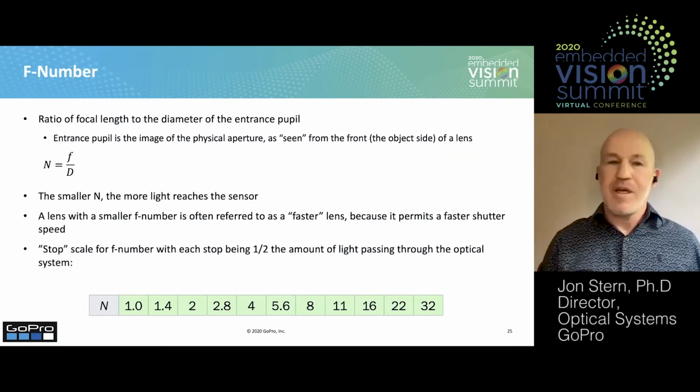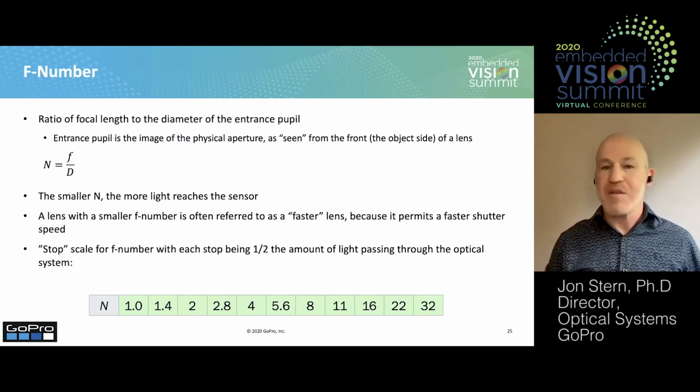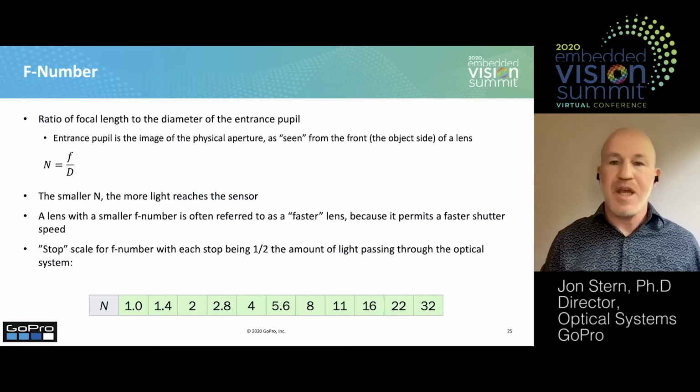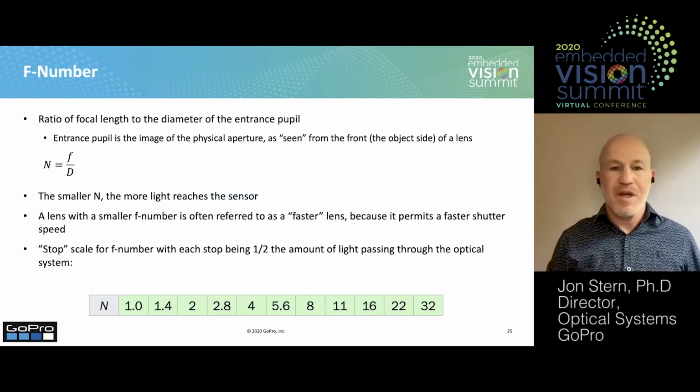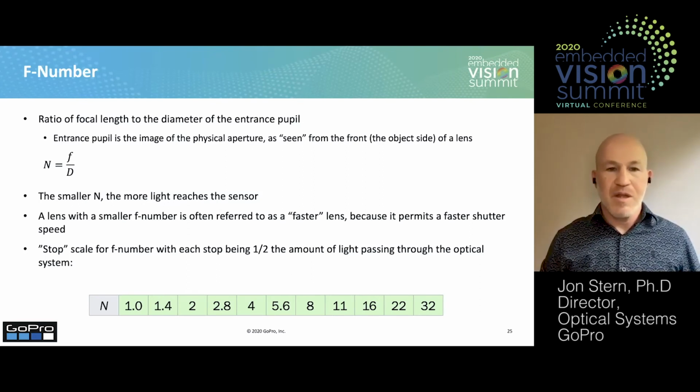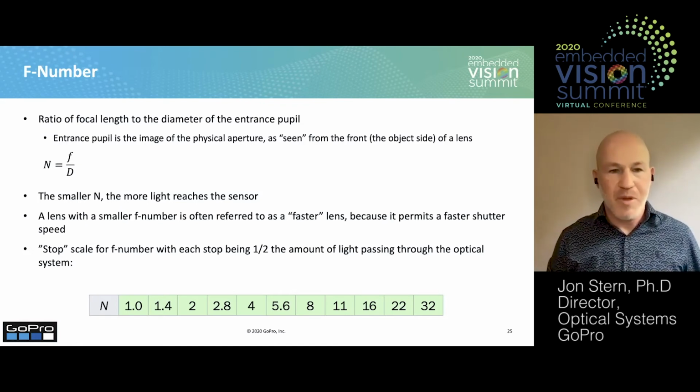F number is the ratio of the focal length to the diameter of the entrance pupil. The entrance pupil is the image of the physical aperture when seen from the front, the object side of a lens. F number N is equal to the focal length divided by the diameter of the pupil. The smaller the N, the more light reaches the sensor.